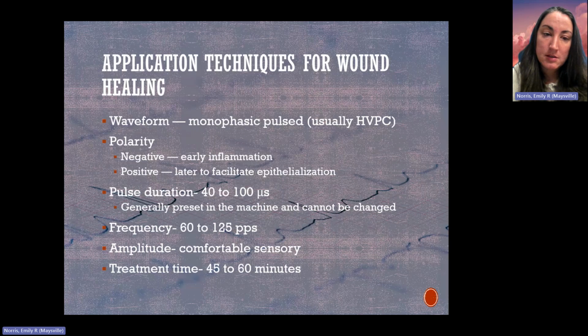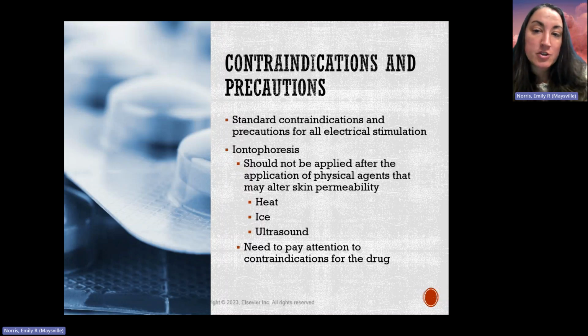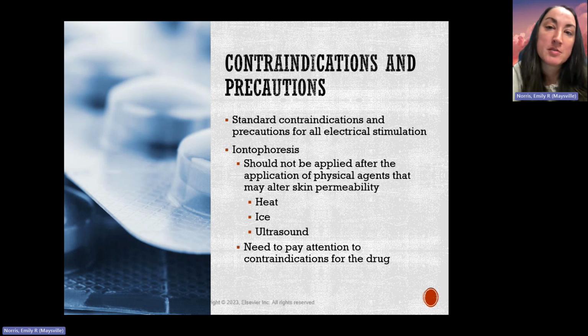Contraindications. Contraindications and precautions include all of the standard contraindications and precautions for ESTIM. And then iontophoresis should not be used after heat, ice, or ultrasound. So you could use it potentially before. Remember, ultrasound actually helps deliver the medication even deeper. So you could potentially use it before, but not after an ultrasound or heat or ice. And then you also need to be aware of the contraindications for the drug that you're using, and follow those as well. So being aware of those is important.